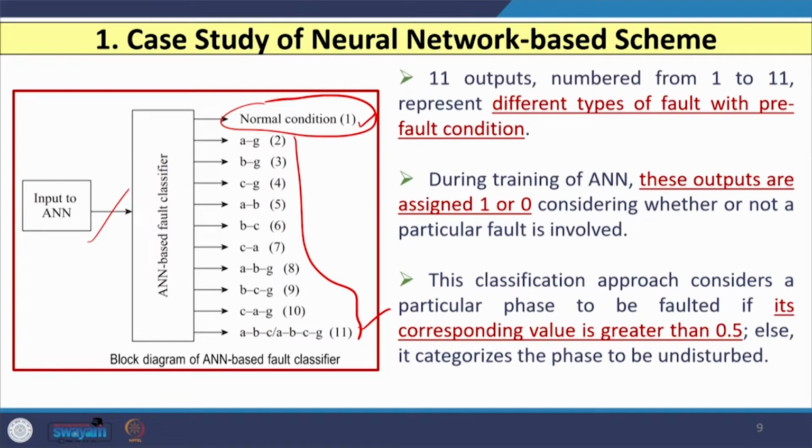For example, if the output at block number 2 is 1 and the others are 0, then you can see that the fault is an A to ground fault, and in the same way you can also classify other types of fault. This classification approach considers a particular phase to be faulted if its corresponding value is greater than 0.5. So, instead of taking directly 0 or 1 logic, you can also take anything above 0.5, then the classifier tells you that this particular type of fault has occurred, or if it is below 0.5, then that fault is not classified.